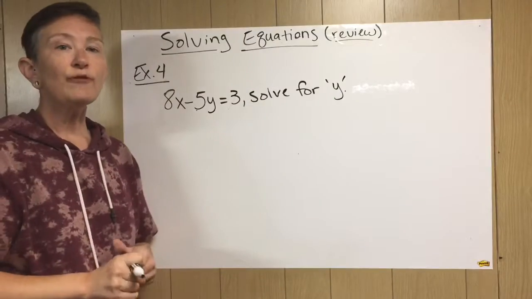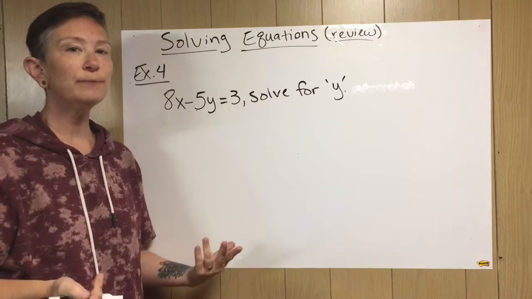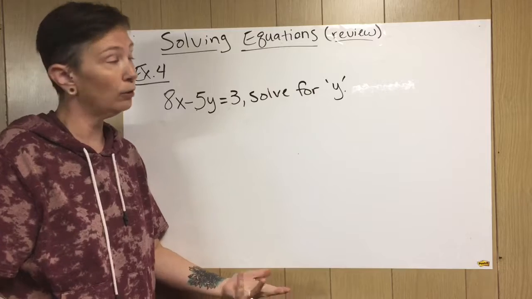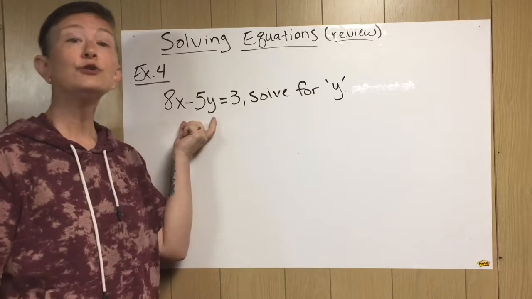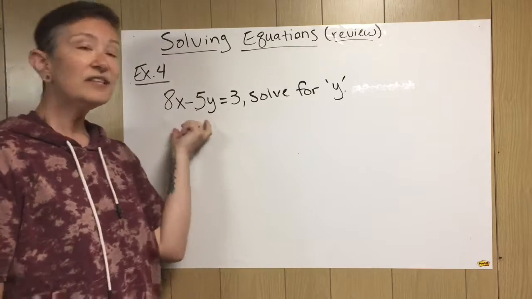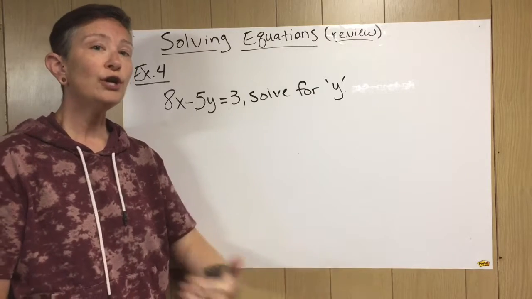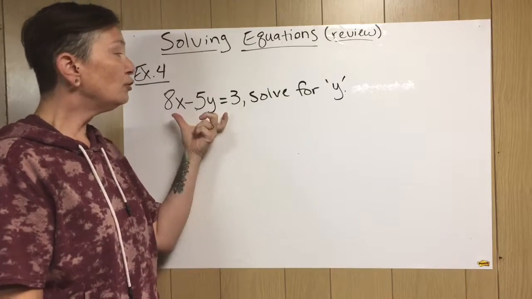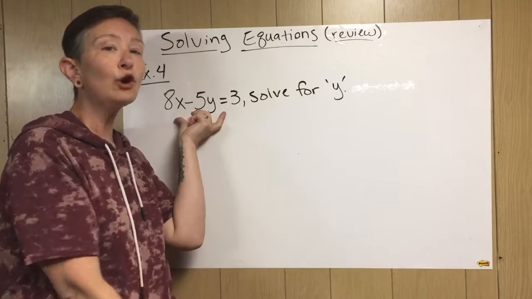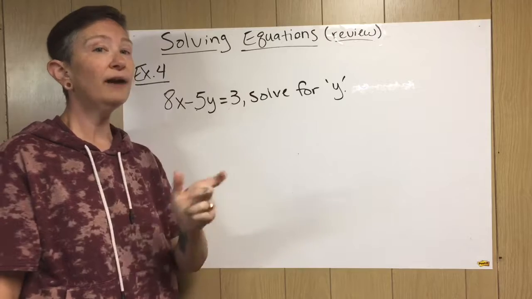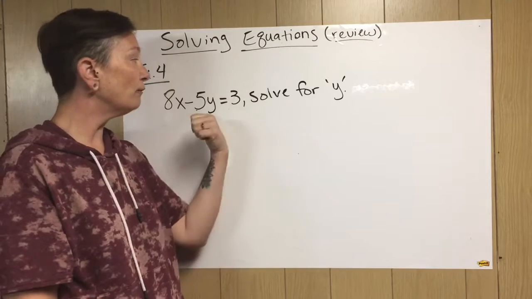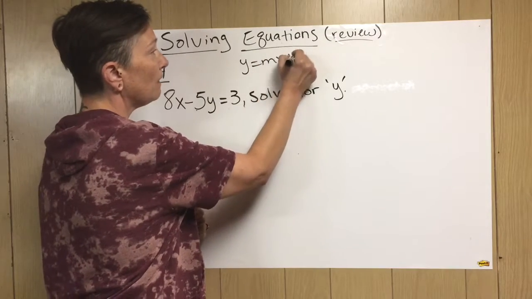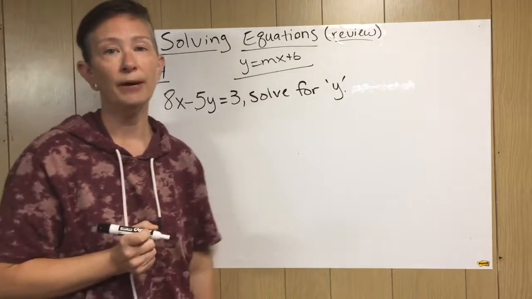All right, example number 4. In the past few examples, we have only had one variable that we've needed to find the value for. Now we actually have two variables. This is an important concept moving forward when we get into graphing equations of lines, because you might see this standard form of an equation, but you're going to have to manipulate this and solve it to get it in slope-intercept form, which will look something like y equals mx plus b.